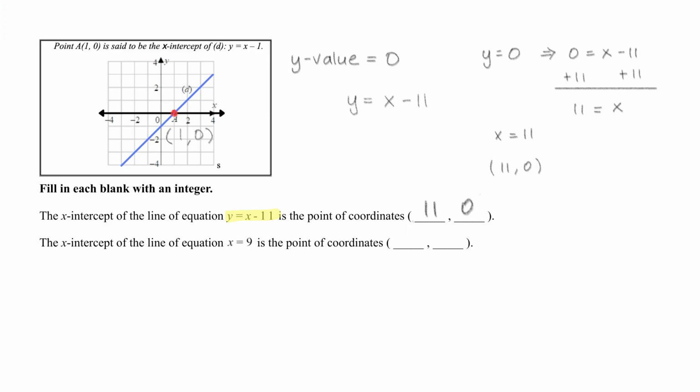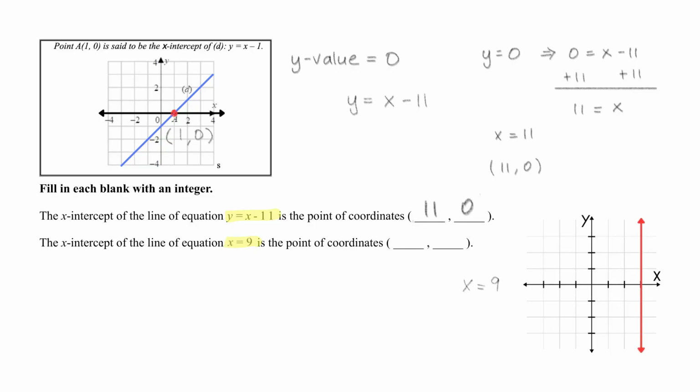The second function is x equals 9. Always remember, when you are given a function without a y value, this will always represent a vertical line that stays at x equals 9 no matter what. Since it is a vertical line, it crosses the x-axis exactly at 9. So the coordinates are 9, 0.